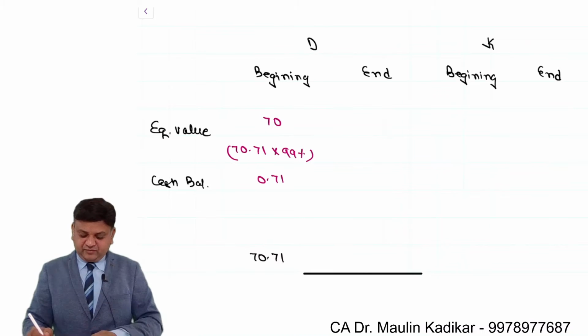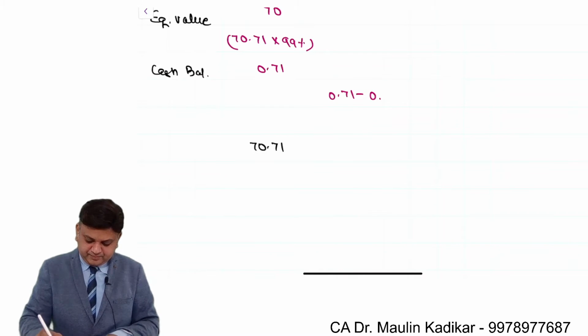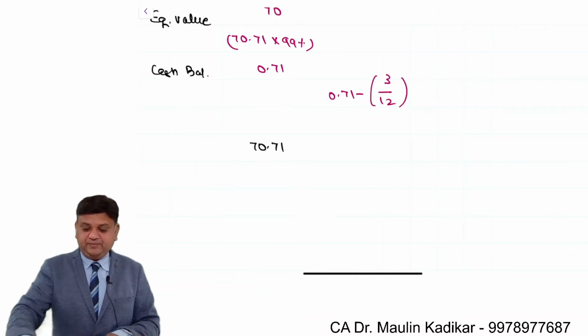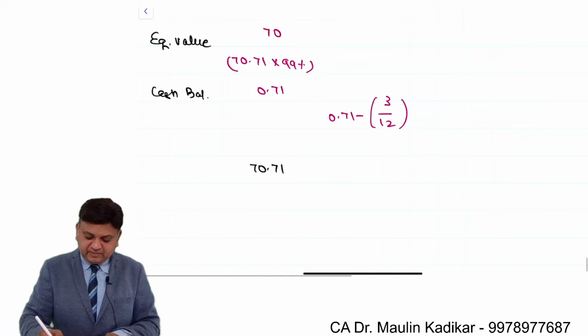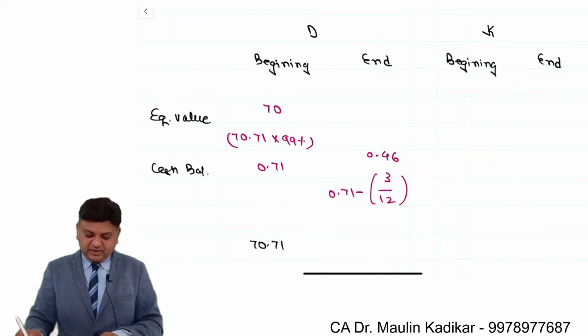Now at the end of the month, what will happen, students? This will be 0.71 less 3 divided by 12, because 3 rupees is the cost for the entire year, and so we are required to work out the answer for 1 month. So 3 divided by 12 is 25 paise, that is subtracted from 71 paise. So the closing balance is 46 paise. That is the way the balance is calculated at the end of the month.